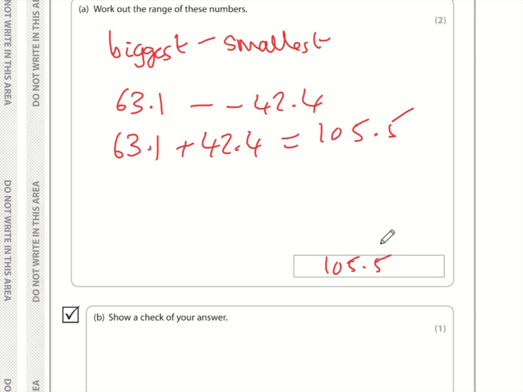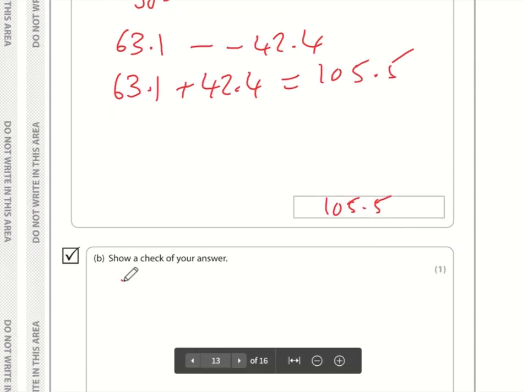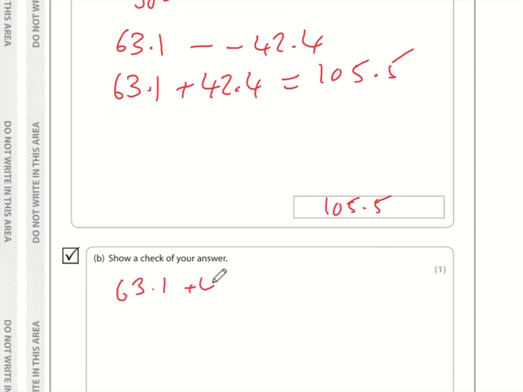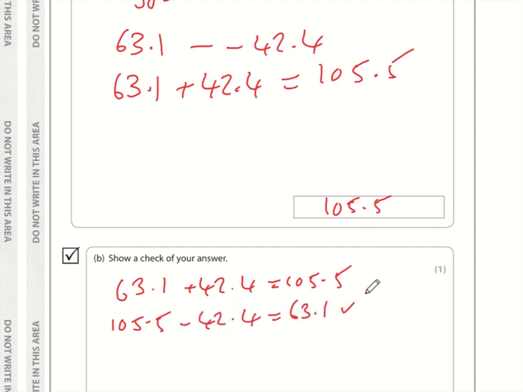Part B, show a check of your answer. Okay, well, if we've just done 63.1 plus 42.4 equals 105.5, then the check would be 105.5 take away 42.4. Does that equal 63.1? Yes, it does. Or we could do 105.5 minus 63.1. Does that equal 42.4? Yes, it does. So we know we've got the original calculation correct.